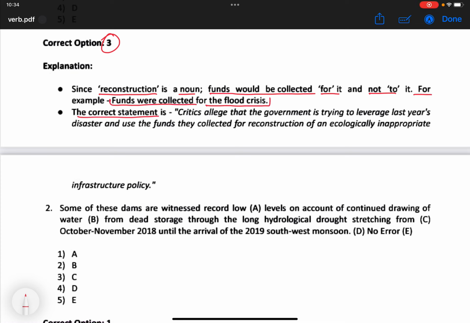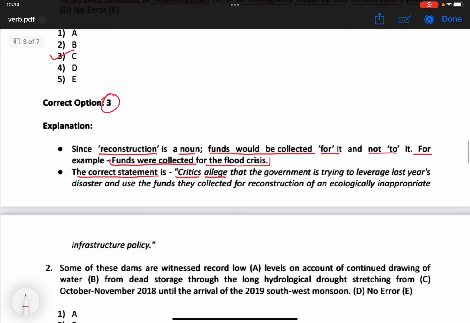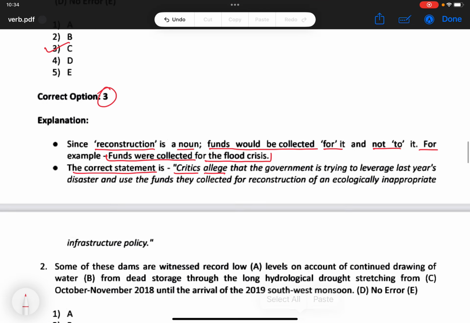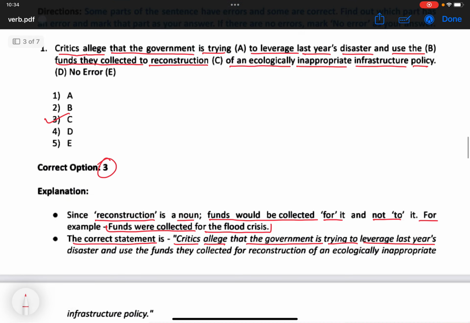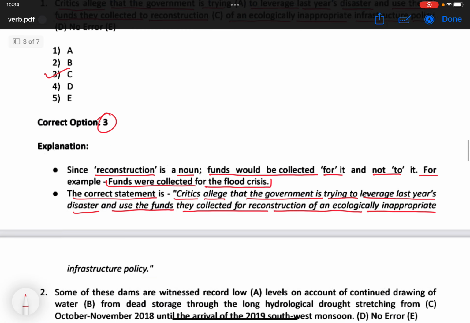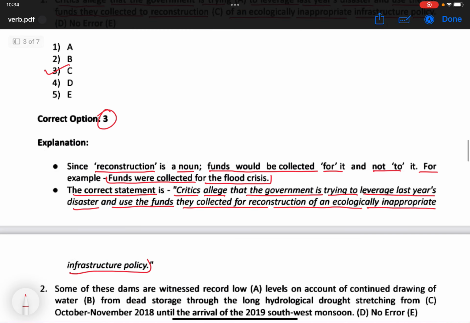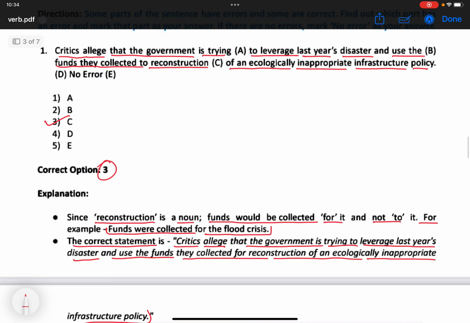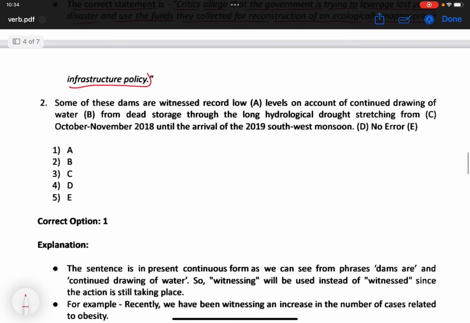The correct statement is: critics argue that the government is trying to leverage last year's disaster and use the funds they collected for reconstruction of an ecologically appropriate infrastructure policy. समझ आ गया? अगले पे चलते हैं.